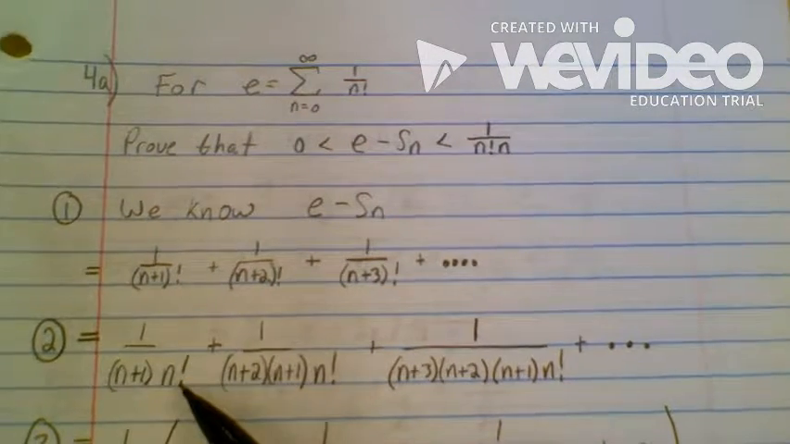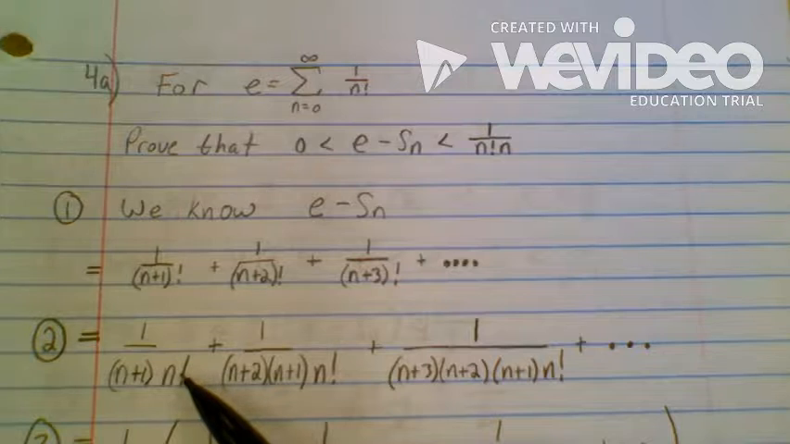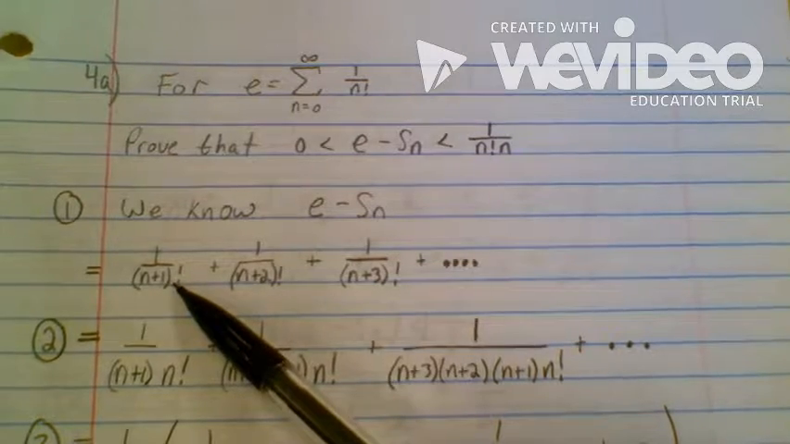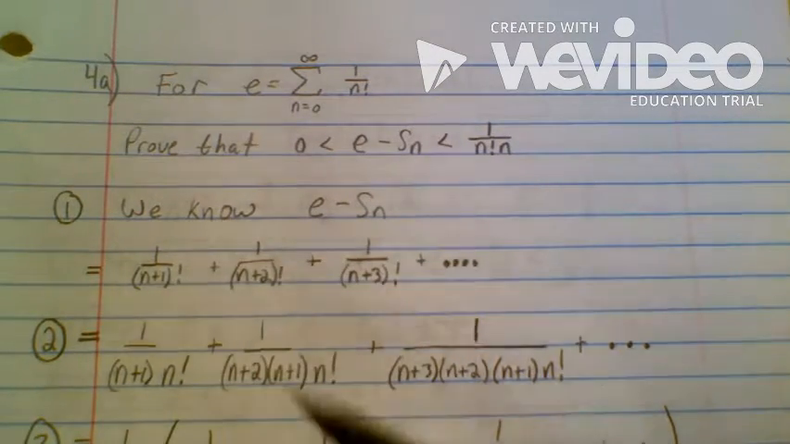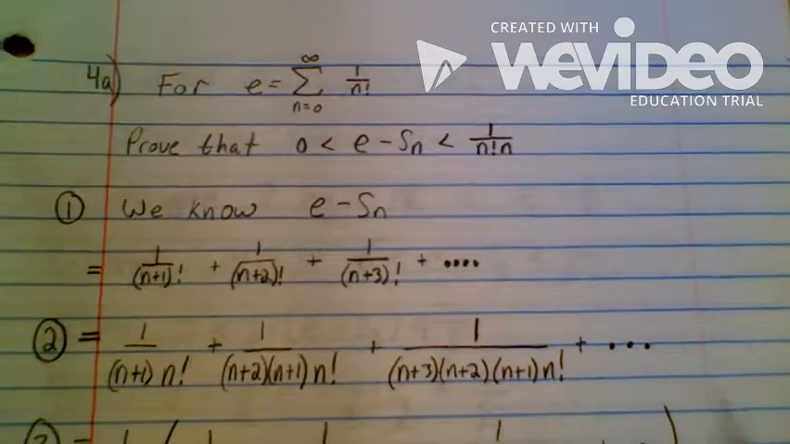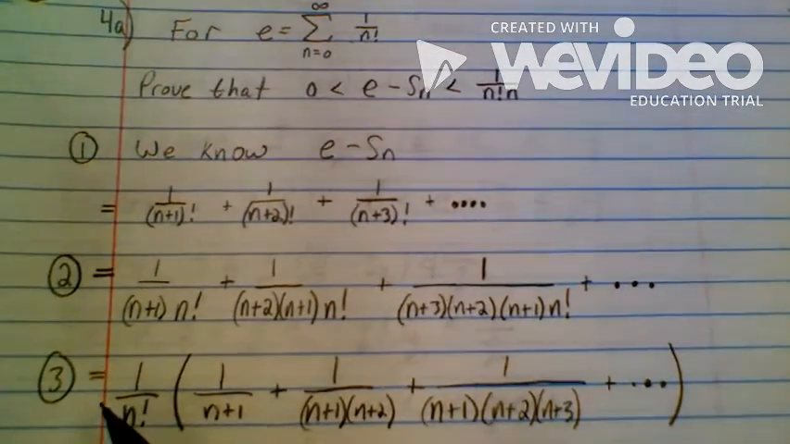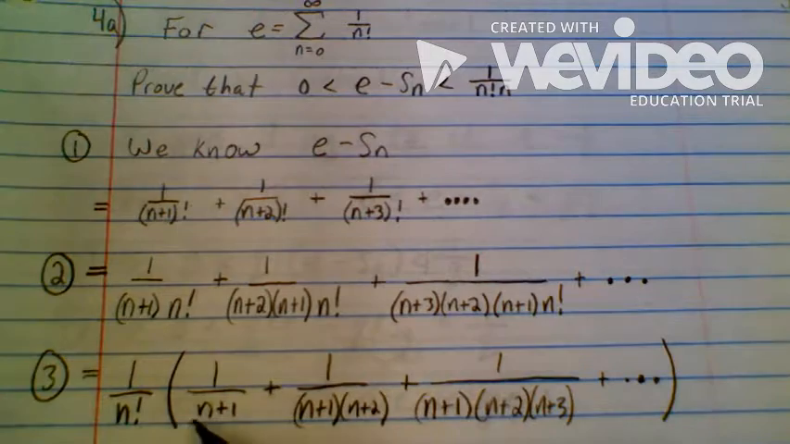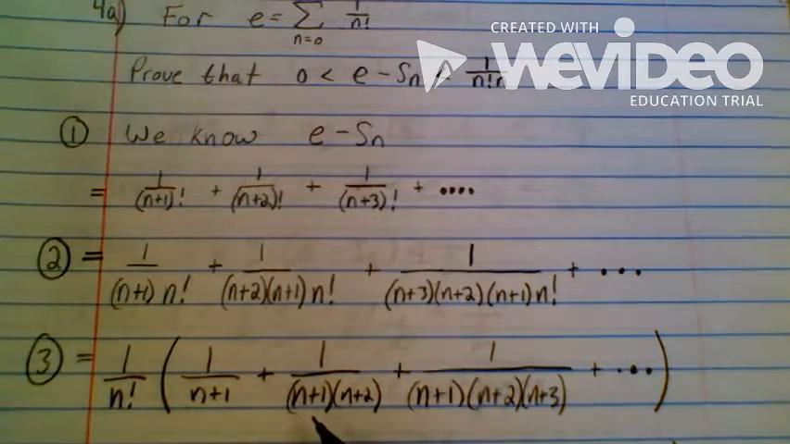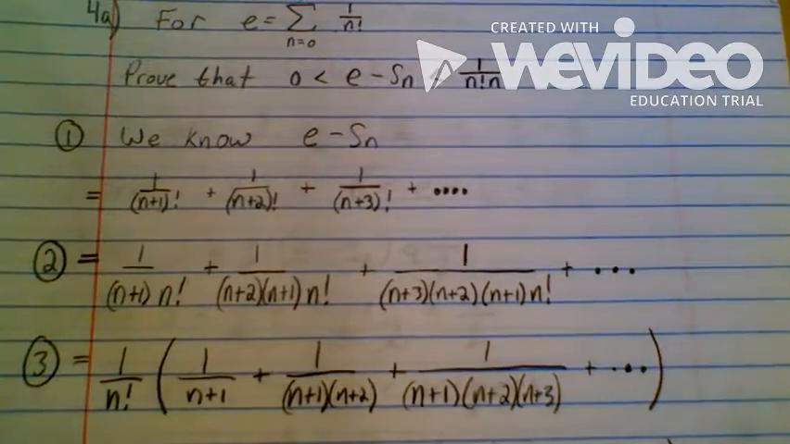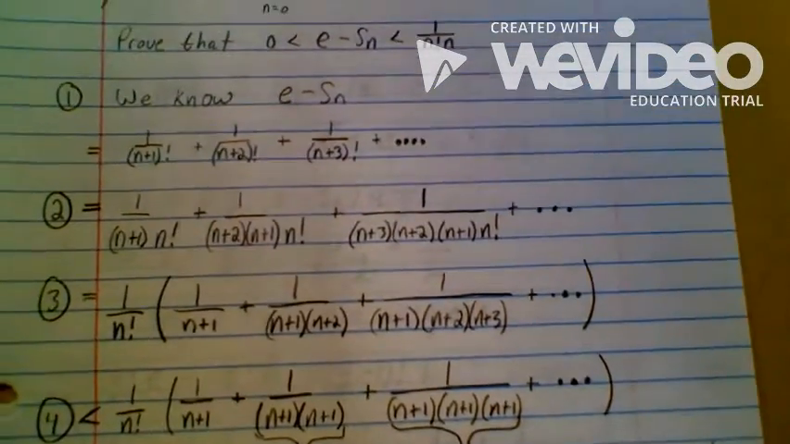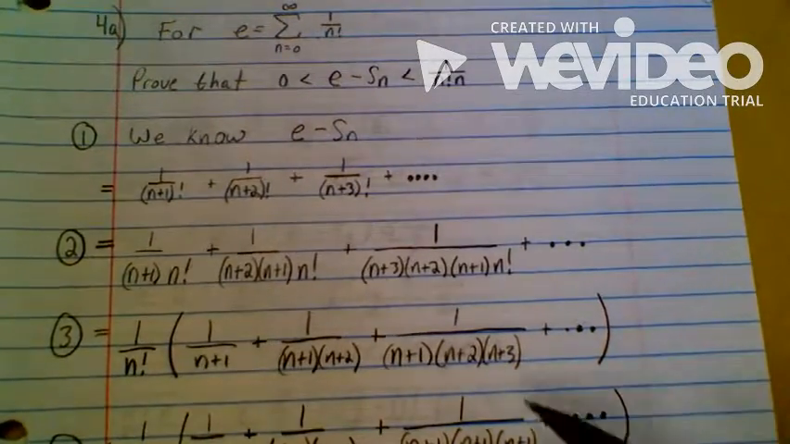We can factor out n factorial from each part, right? Because n plus 1 factorial is n plus 1 times n, times n minus 1 times n minus 2. So we can factor out n factorial from all of these fractions here, and we can see that happen in step 3. We take the 1 over n factorial out of all of them. And we're left with 1 over n plus 1 plus 1 over n plus 1 times n plus 2, and so on.